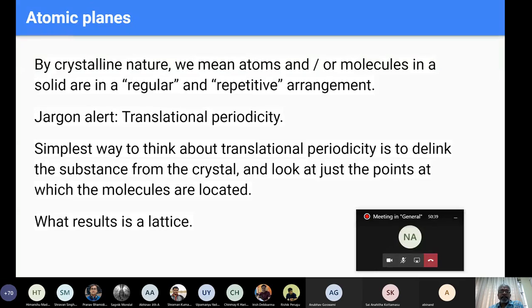So if you have a crystal, it is very easy to imagine, right? You move stuff from one place to another, and you get back the original thing. And that is basically what we mean by translational periodicity or translational symmetry.